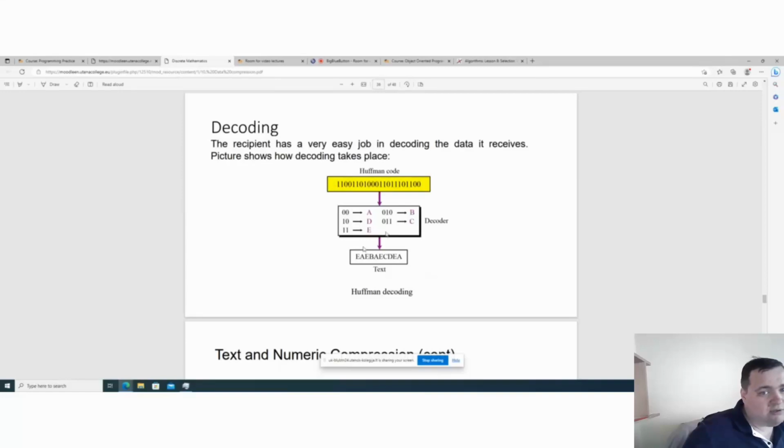For example, 1. Do we have 1 here? No. 1, 1. Do we have 1, 1? Yes, it's E. So we place E, and the buffer is empty. So we place in the buffer 0. Is there 0? No. 2 zeros. Is there 2 zeros? Yes, it's A. So we place A and we empty the buffer. Make sense?